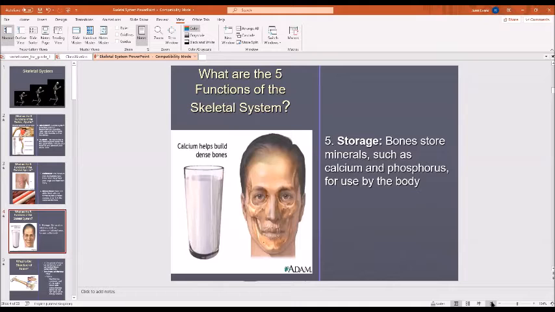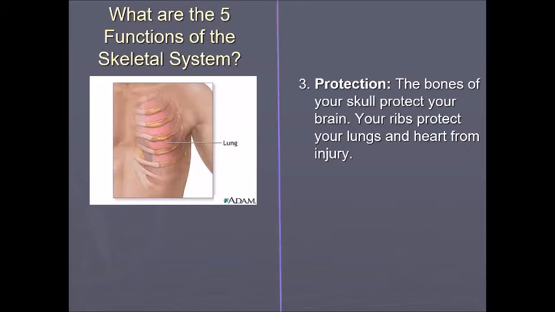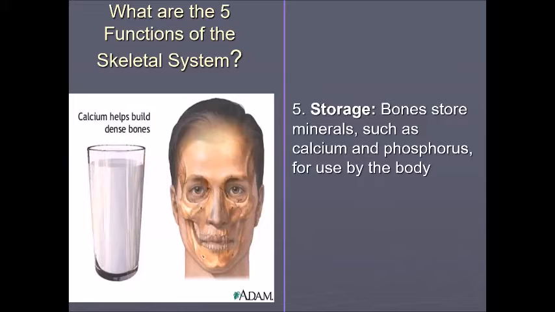All right, moving on. Another function of our skeletal system is that it is going to store minerals inside of it. The two minerals that we're talking about are called calcium and phosphorus. Sorry, wrong slide. Okay, so that's another function of the skeletal system. It helps with storing minerals such as calcium and phosphorus.